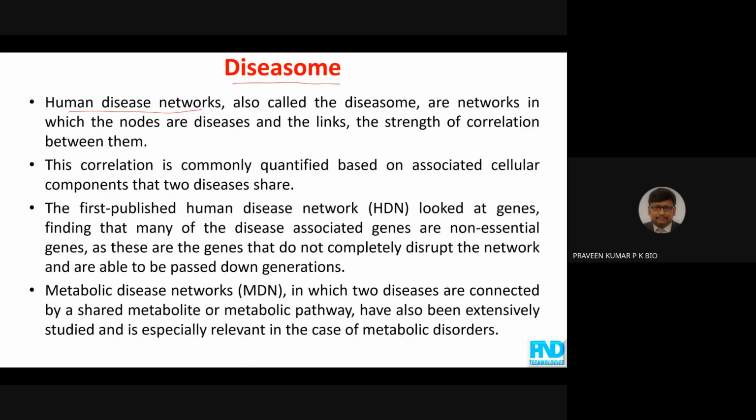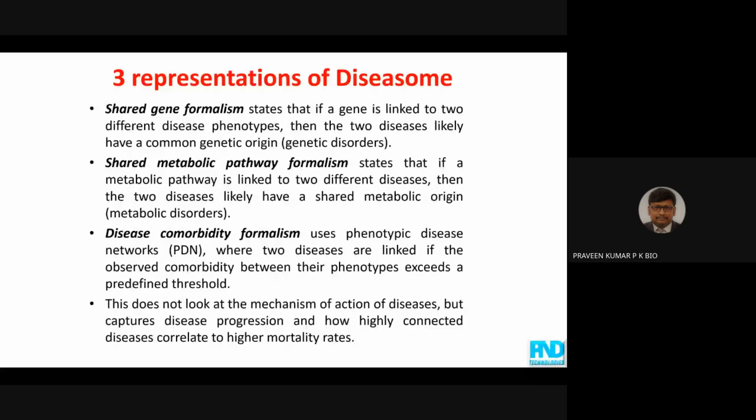Many of the cancers are hereditary. If so, which genes are carried forward that can cause cancer in future? These genes can be identified, and they can also be edited using CRISPR-Cas9 technologies, and the disease can be avoided. So for this, we can use the diseasome. In the diseasome, we have shared gene formalism, shared metabolic pathway formalism, and comorbidity, that is, phenotypic disease networks where two diseases are linked.